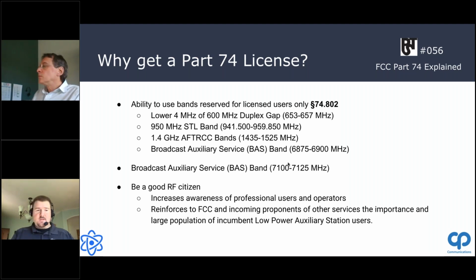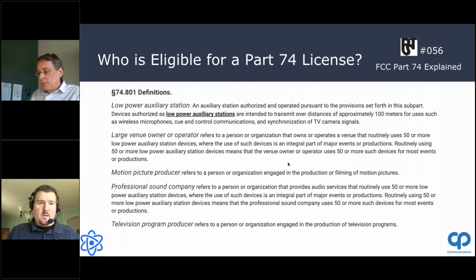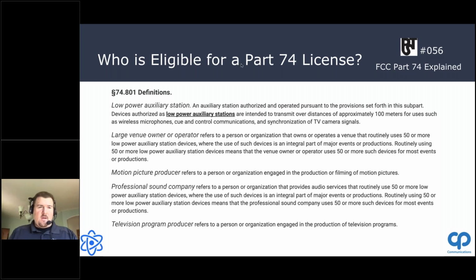All right, I think that catches us up. All right. So that gets into my part of who is eligible for a Part 74 license. So we start with 74.801. And as we've talked about a little bit, we want to define a low power auxiliary station. So that's an auxiliary station authorized and operated pursuant to the provisions set forth in this subpart.